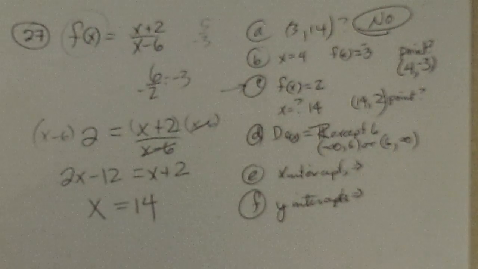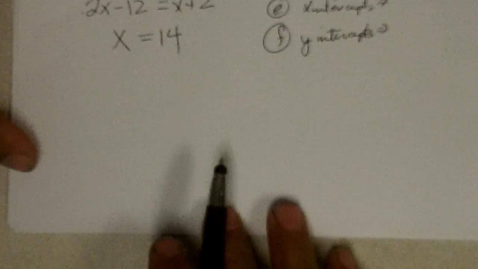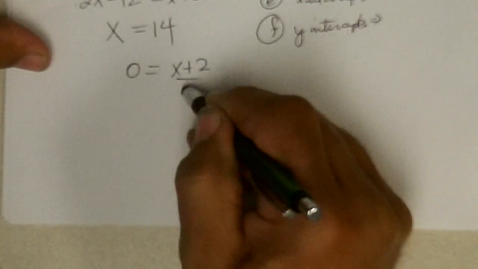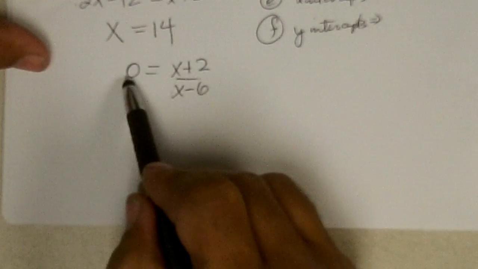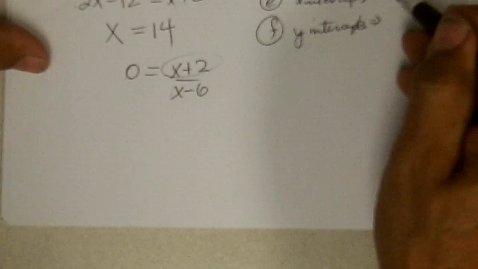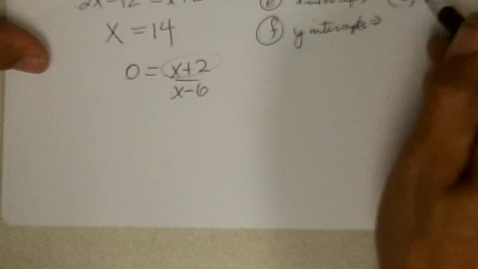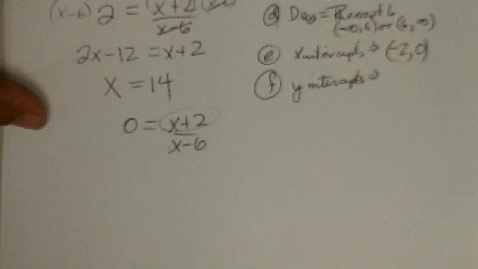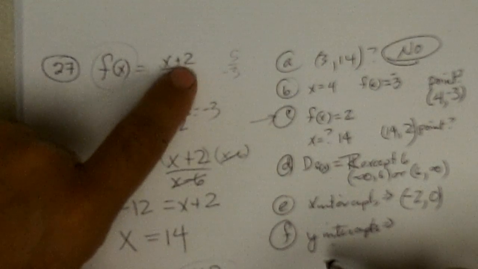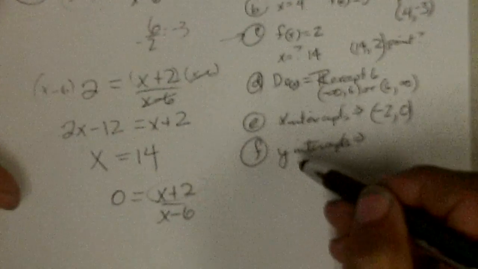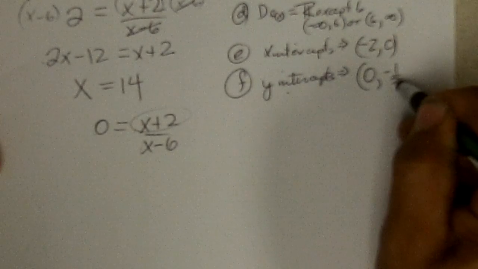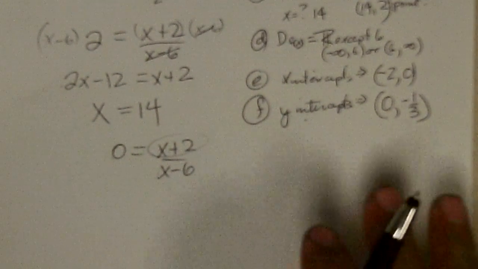What are the x-intercepts? That means make y be 0. So now I'm doing 0 equals x plus 2 over x minus 6. And the only way a fraction is equal to 0 is if the numerator is 0. And that would be -2. So -2 gives us a y value of 0. Y-intercepts means put 0 in for the x. So that'd be 0 plus 2 is 2. 0 minus 6 is -6. 2 over -6 is -1/3. So if I put 0 in for x, I get -1/3. That's the y-intercept. And that's 27.